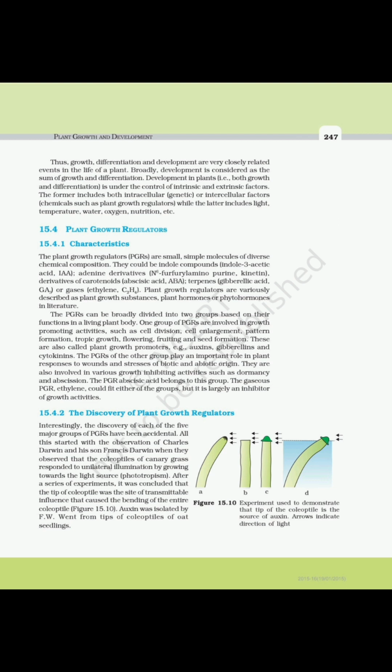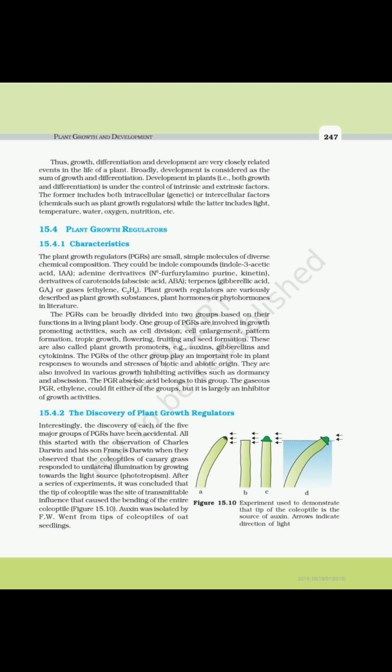They are also involved in various growth-inhibiting activities such as dormancy and abscission. The PGR abscisic acid belongs to this group. The gaseous PGR, ethylene, could fit either of the groups, but it is largely an inhibitor of growth activities.